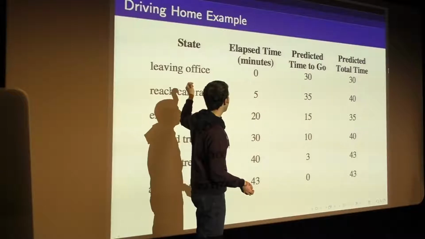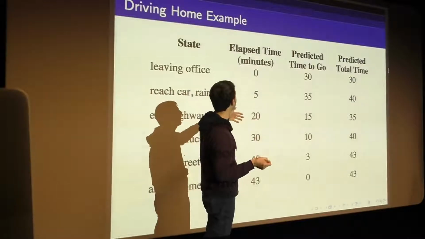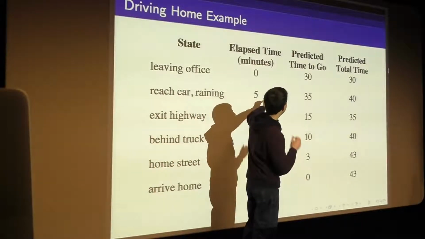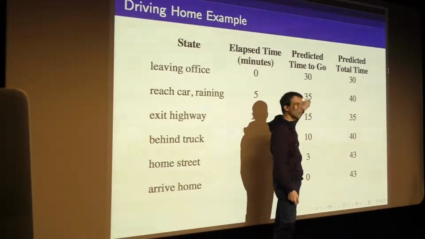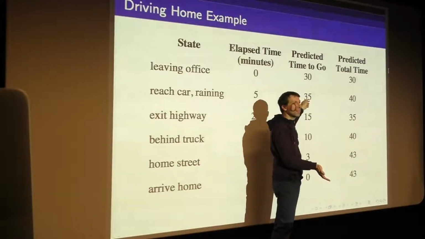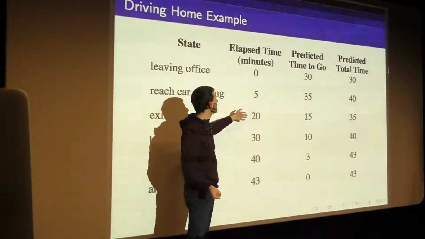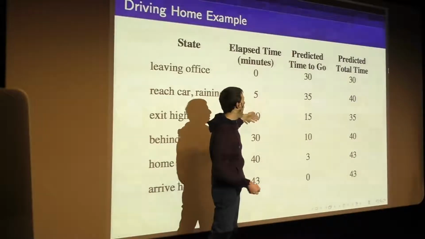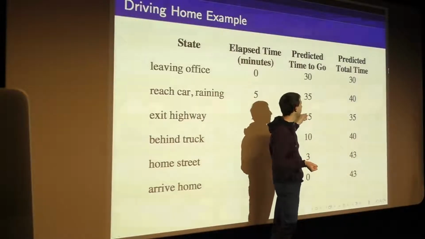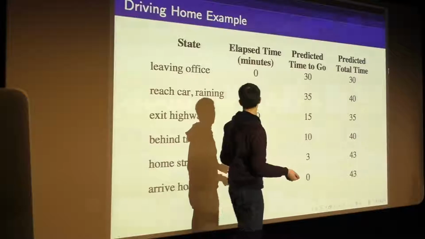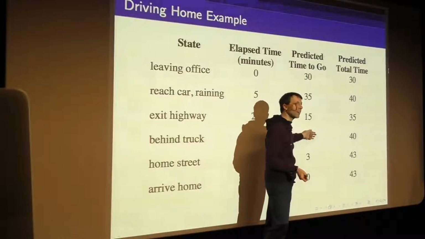But then I leave the office and reach the car and see that it's raining, and I think, oh, I'll have to drive a bit slower, there'll probably be more traffic. It took me 5 minutes, and now I think it's going to take slightly longer. So I think it's going to take 35 minutes to get to the office now, giving a total of 40. Next step, I get off the motorway, the highway, and that's taking me 20 minutes. And now I think, okay, that went a bit smoother than I expected, so there's only 15 minutes to go, giving a total of 35. Then I get stuck behind a truck and think, oh, actually it's going to take me a bit longer than I thought, so I increase this.